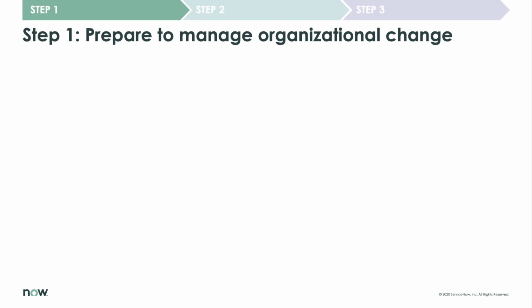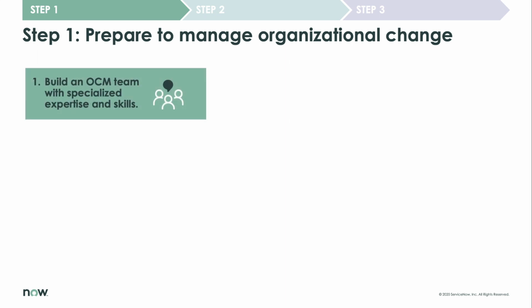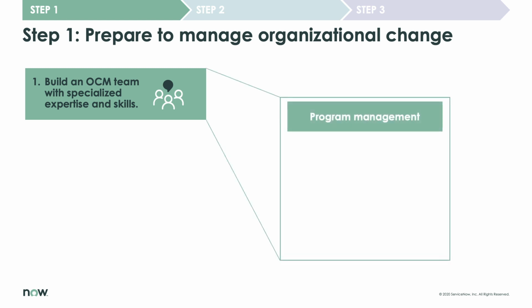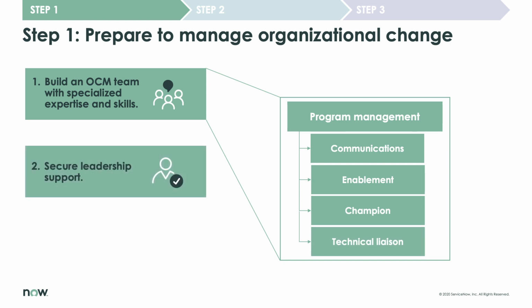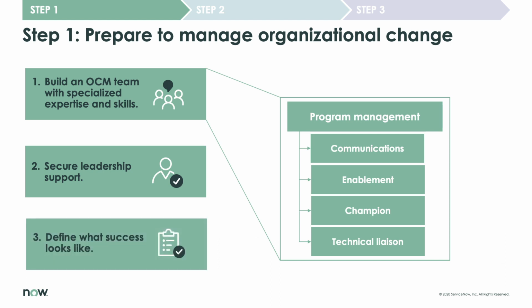Let's dig in. The first step is to prepare to manage change. Here, you define the who and the what for OCM. Recognize that OCM requires special expertise and skill. So, identify the right people to build a standing team that performs OCM activities. An effective OCM team will need expertise in communications and enablement, while building a network of champions and working with technical implementation teams. Next, you need strong leadership support to build this broad expertise and ensure that OCM is not overlooked nor put on the back burner. Lastly, articulate what success looks like and how team members will work together to achieve it.